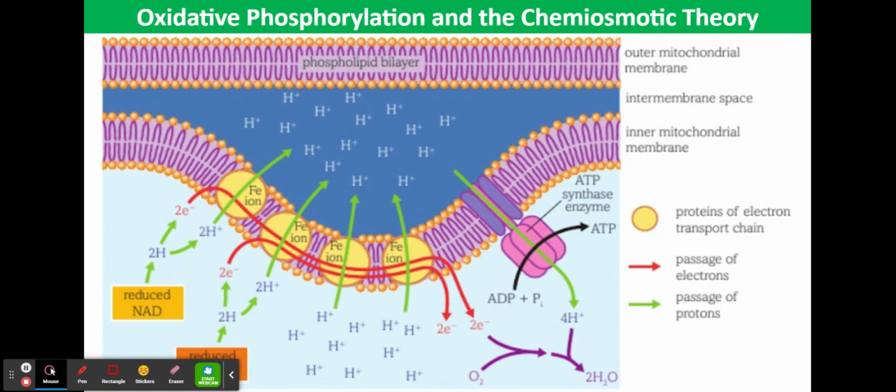Oxygen is the final electron acceptor. It combines with electrons coming off the electron transport chain and with protons diffusing down the ATP synthase channels, forming water. So the equation is 4H+ plus 4e- electrons and protons combining with oxygen to form 2 water molecules.